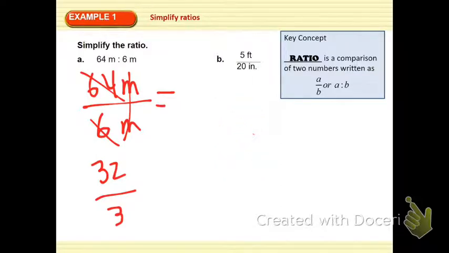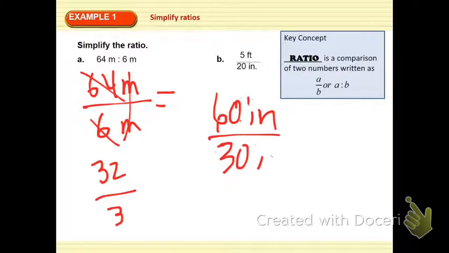We have to convert to the same units, right? So how many inches is 5 feet? 60. So it's 5 times 12 is 60, because there's 12 inches in a foot, so it's 60 inches over 20 inches. So what's that going to simplify to? 3 over 1. Good.